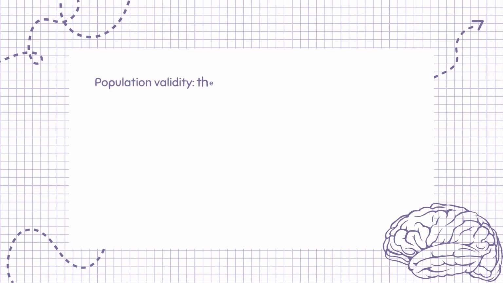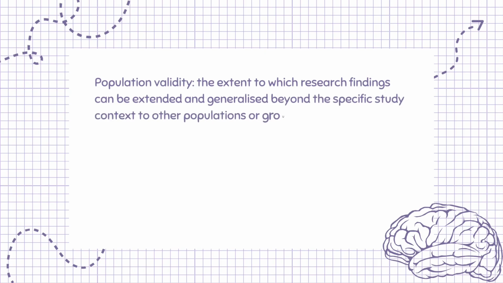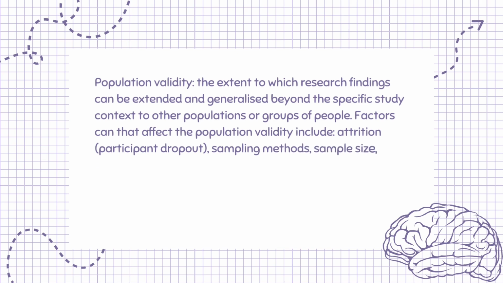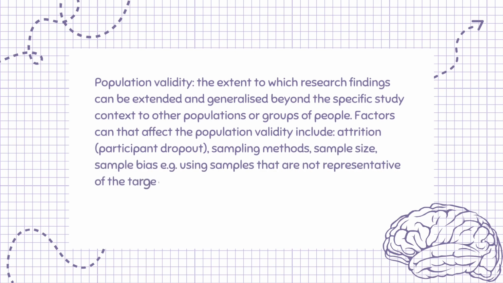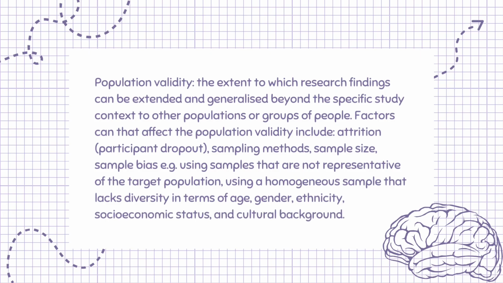Population validity. The extent to which research findings can be extended and generalized beyond the specific study context to other populations or groups of people. Factors that affect the population validity include attrition, participant dropout, sampling methods, sample size, sample bias, e.g., using samples that are not representative of the target population, using a homogeneous sample that lacks diversity in terms of age, gender, ethnicity, socioeconomic status, and cultural background.